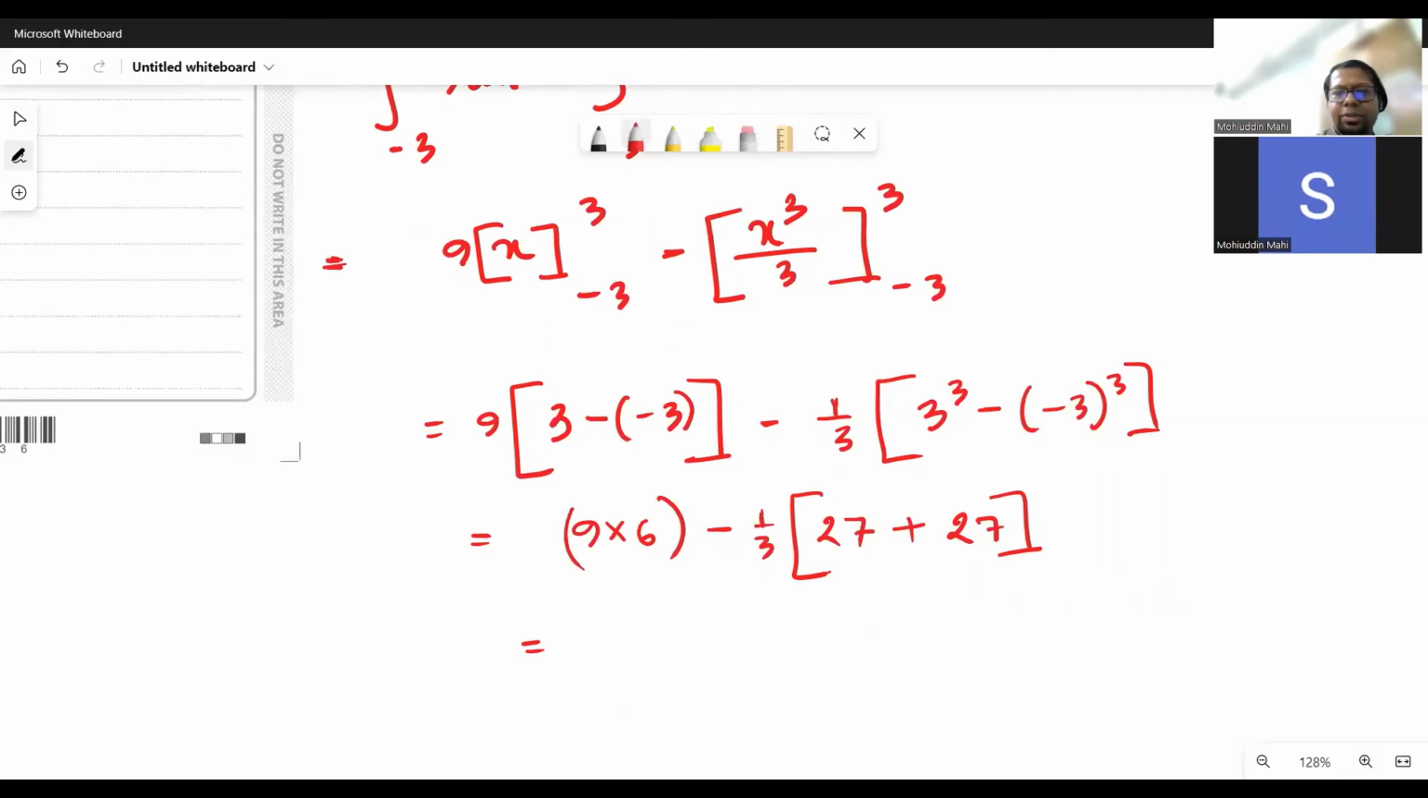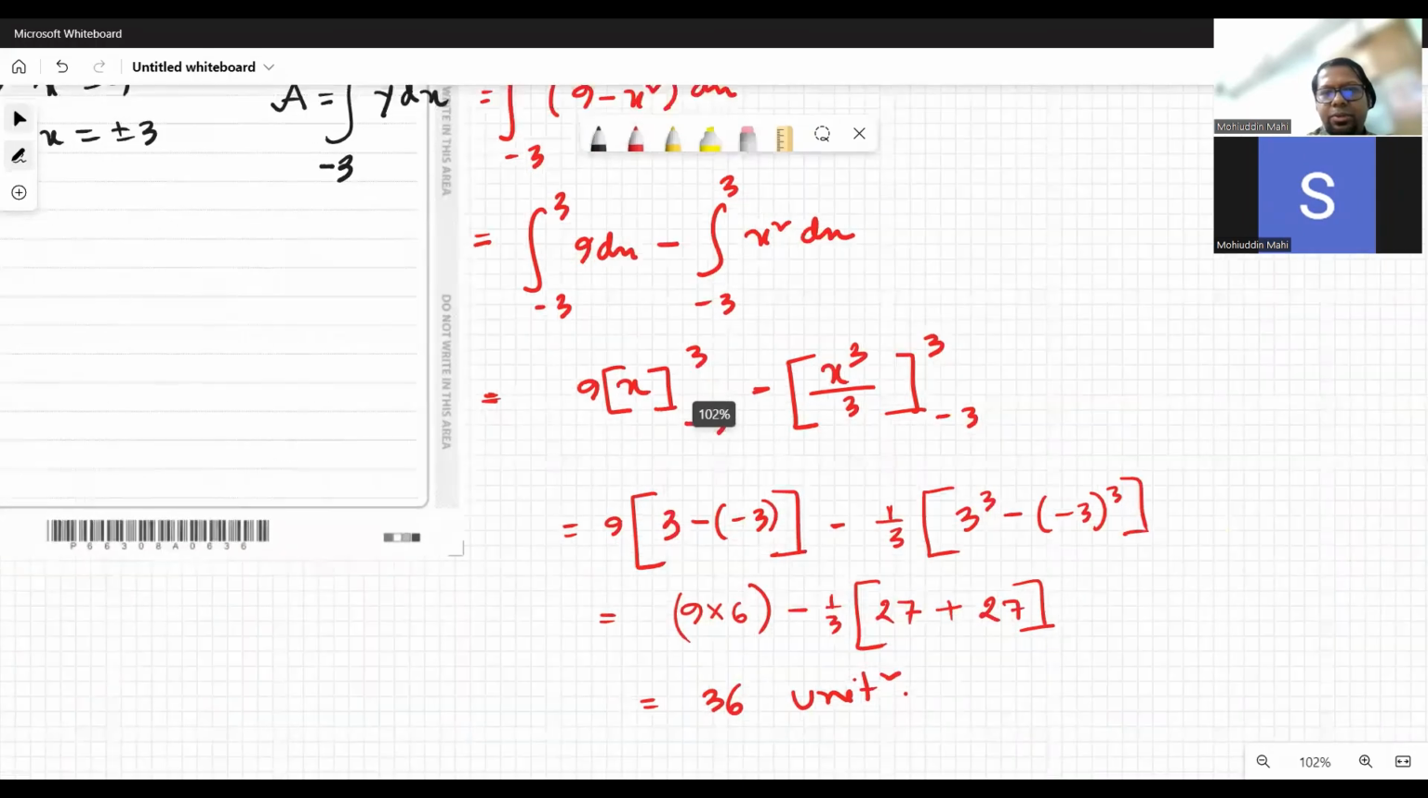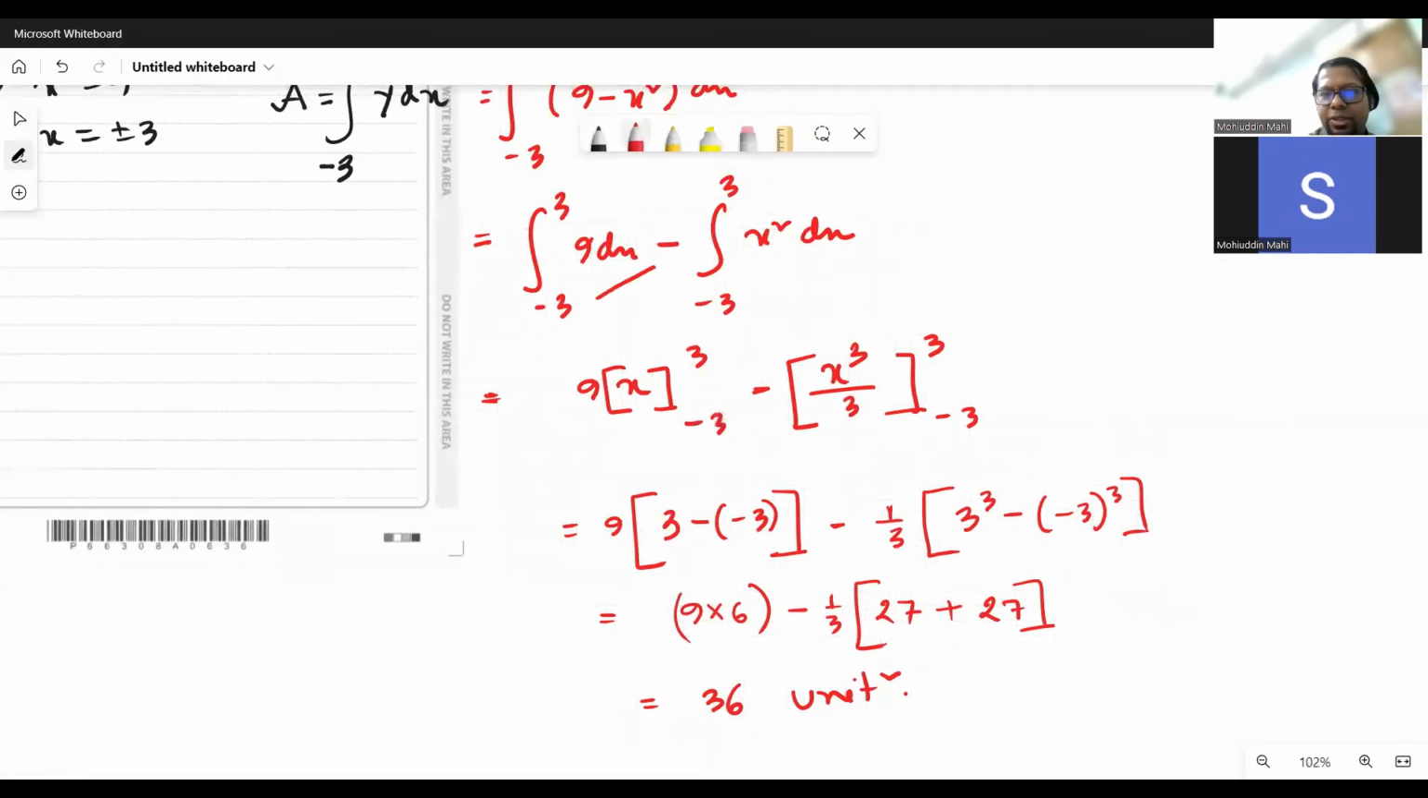So the answer is going to be 36, 36 units square. So that simple calculation, just use the formula. Integration of dx means x, and here integration of x squared means x to the power 2 plus 1 divided by 2 plus 1.